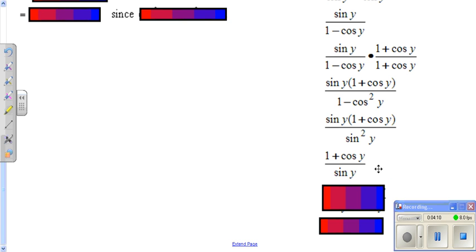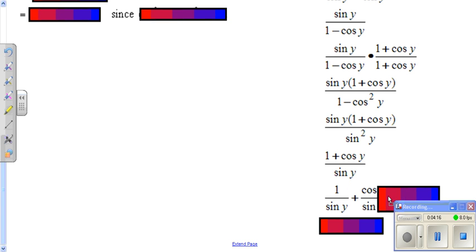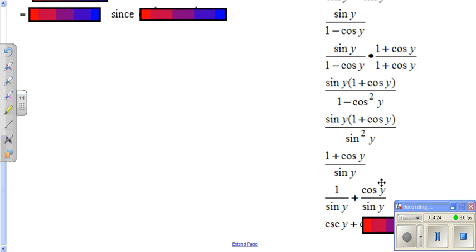Well, we could then write this as 2 separate fractions: 1 over sine plus cosine over sine. 1 over sine is what we're trying to get to, a cosecant, plus the cosine over a sine, which is your cotangent.